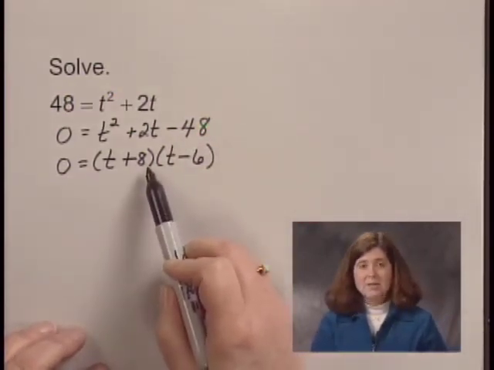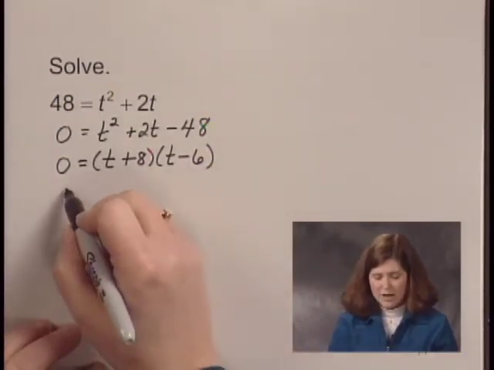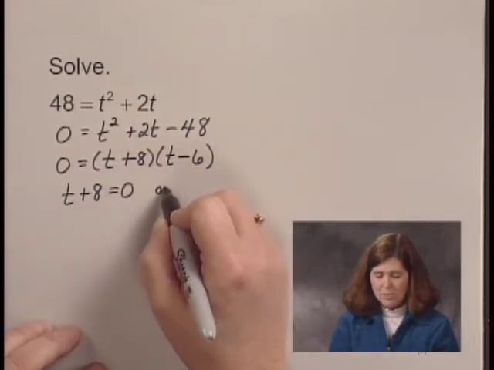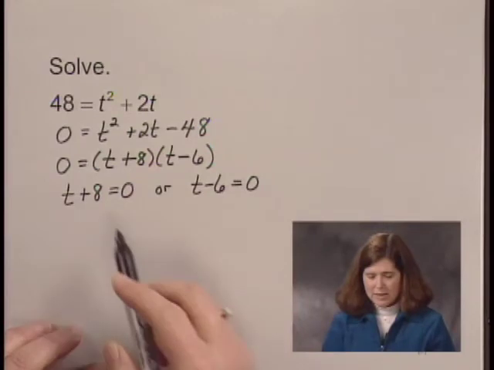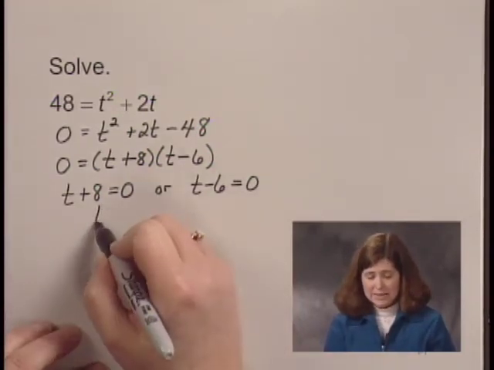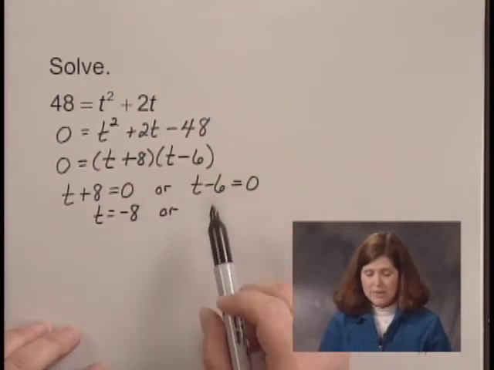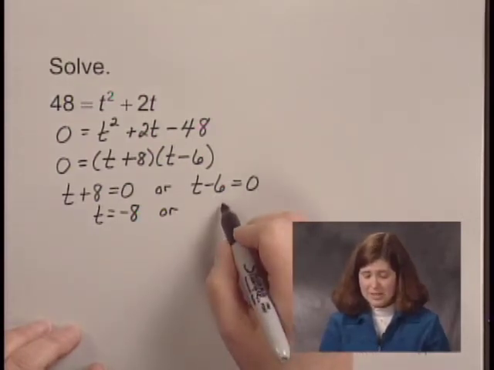Because (t plus 8) times (t minus 6) is 0, we use the principle of zero products and write that t plus 8 equals 0 or t minus 6 equals 0. Solving this equation for t by subtracting 8 on both sides, I get t equals negative 8. Or, solving this equation for t by adding 6 on both sides, I get t equals 6.